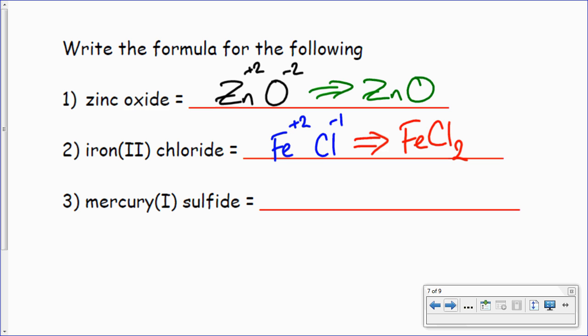Mercury, Roman numeral 1, sulfide. Mercury is Hg. And since they gave us the courtesy of telling us it's a plus 1, we can go with that one. And sulfur, sulfide, is S, but it's a negative 2. So let's think. How can we combine a plus 1 and a minus 2? We're going to have to double up on one of these elements. It's going to be the Hg. Hg2S. That is a neutral ionic compound with a transition metal.